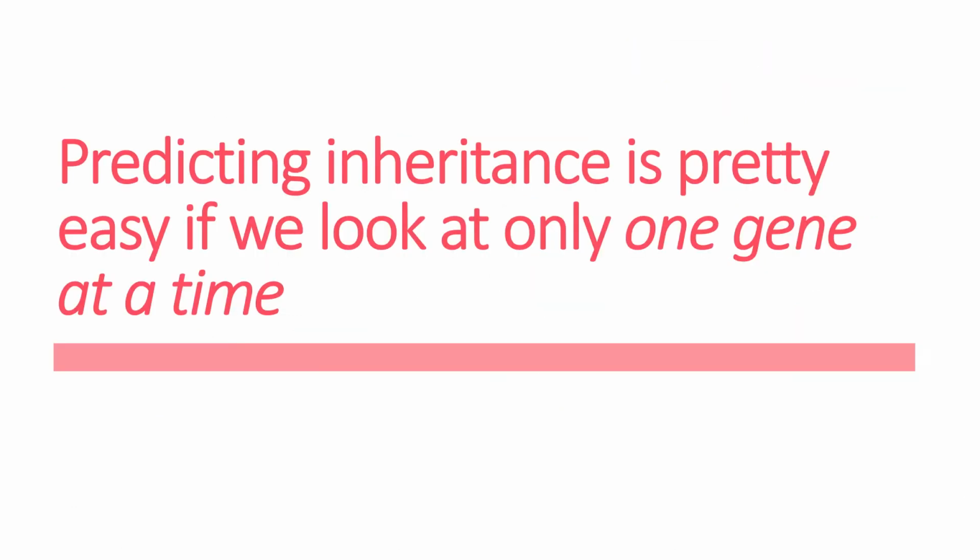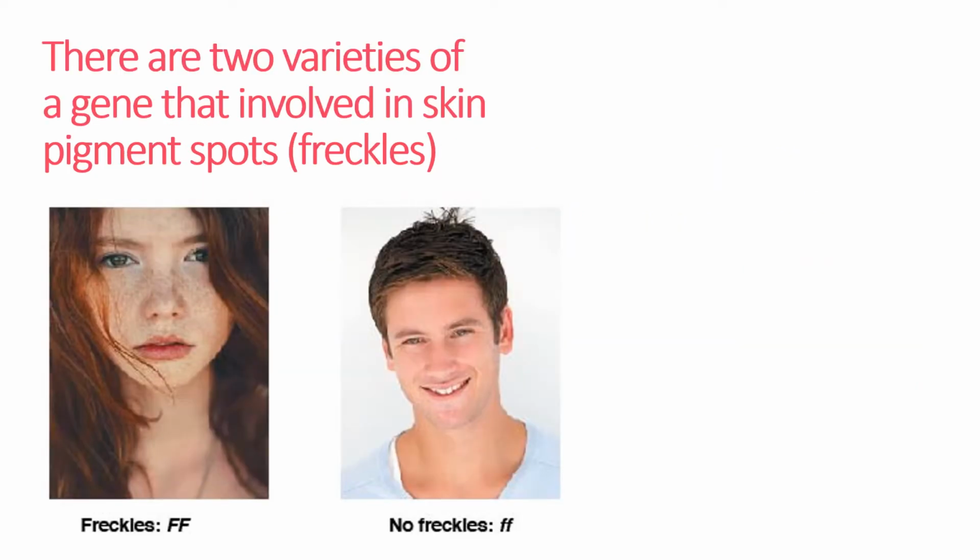Despite that array of infinite possibilities, it is possible to predict inheritance, and in fact very easily, if we look at only one gene at a time. We're going to do that by using freckles as an example. There are only 2 versions of the freckle allele, either the version that produces freckles or the version that produces not freckles.